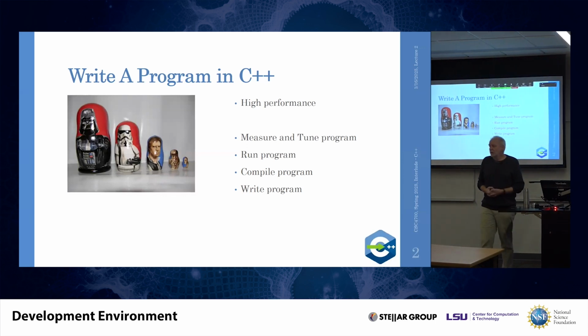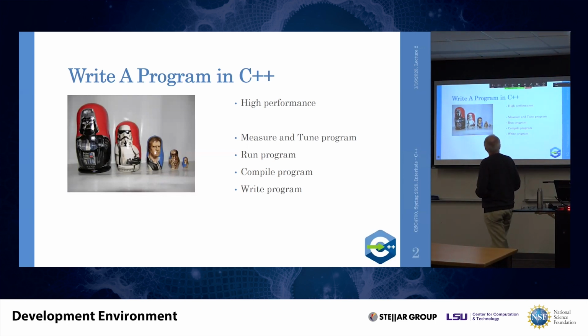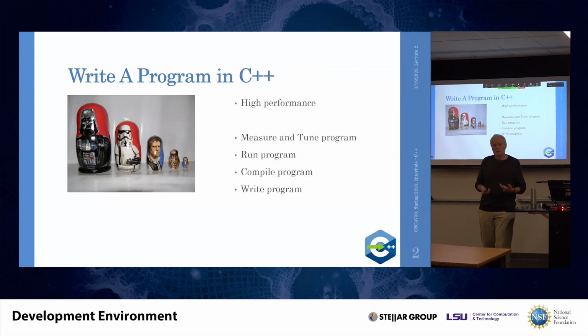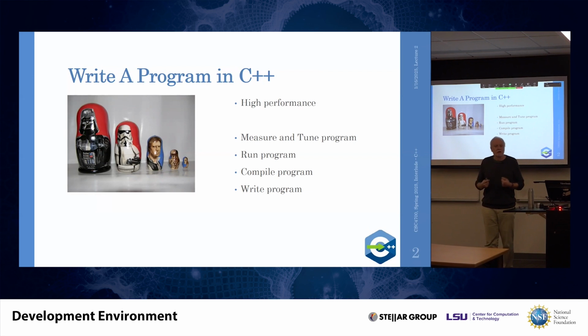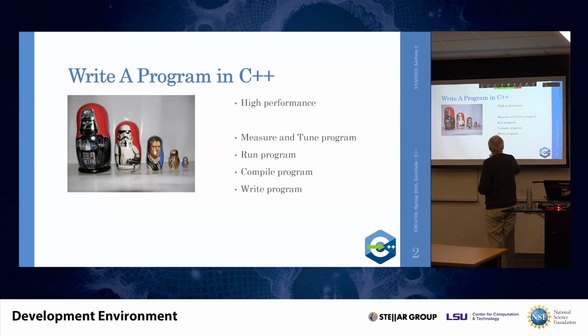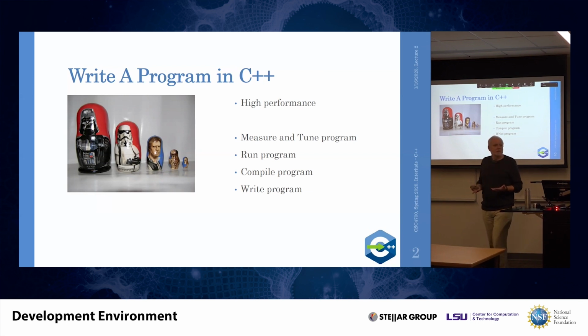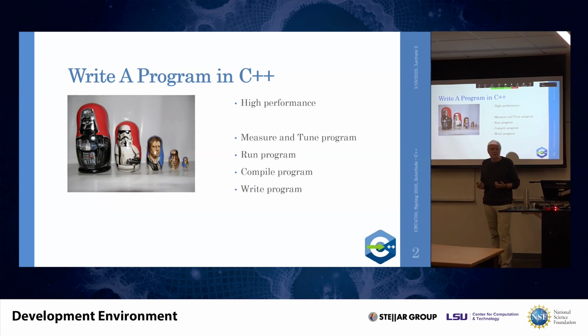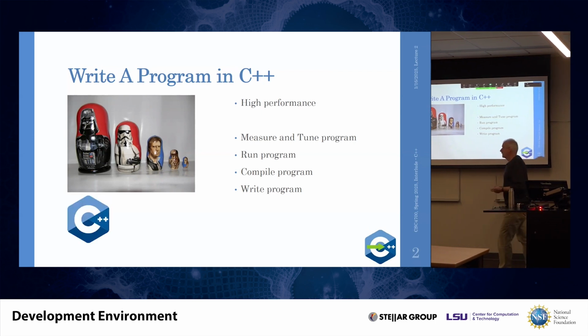Okay, so we want to write a program in C++. The first thing that comes to mind, we want to achieve high performance. That's probably the reason why people come from Python or from other languages. They say, okay, I have to use C++, because I need more performance out of my code. Which immediately means, okay, I need better performance, so I have to be able to measure and tune a program. Which means I have to actually run it. Which again means I have to actually compile it before that. And last but not least, I have to write the code. I have to make it work.